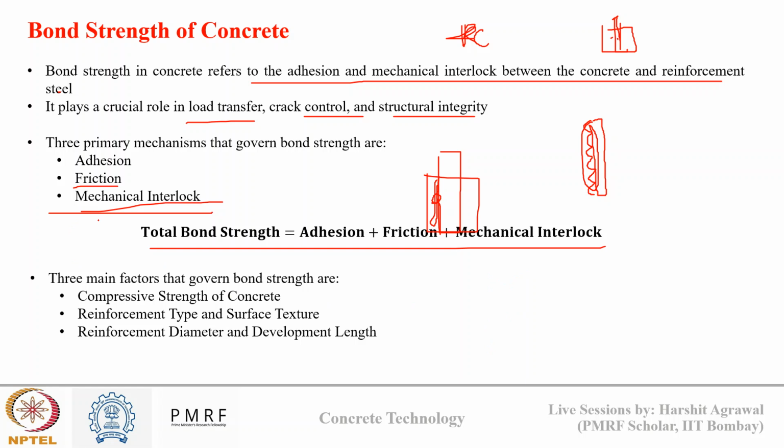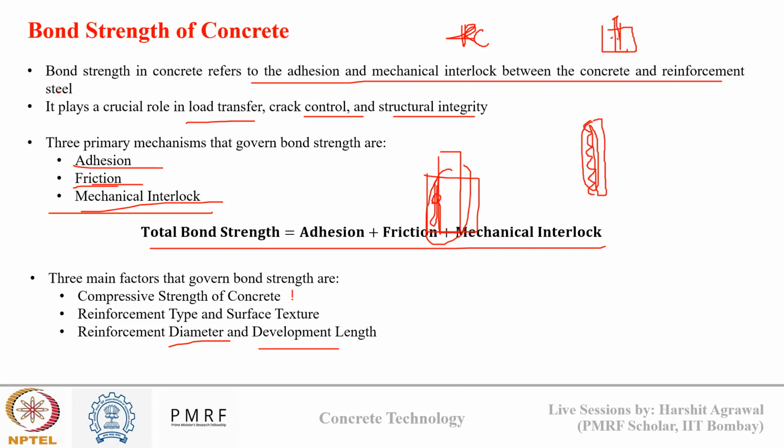Then at last, reinforcement diameter and development length. Both of these are entities. If I increase the diameter or the development length, which is the embedded length, the adhesion and the frictional effect of the reinforcement with concrete will increase, and thus the bond strength will increase.